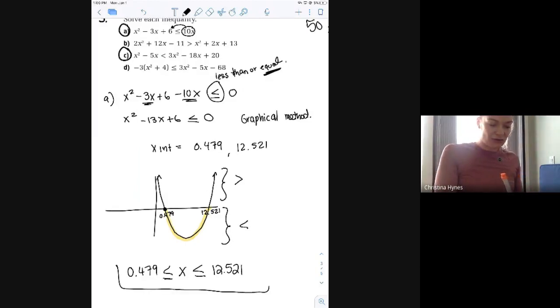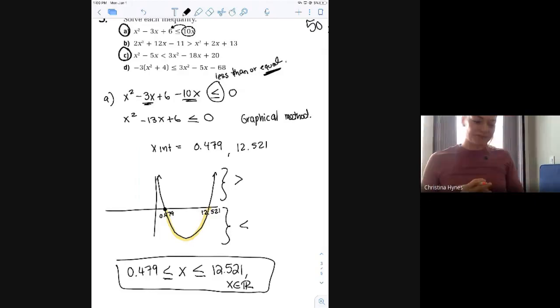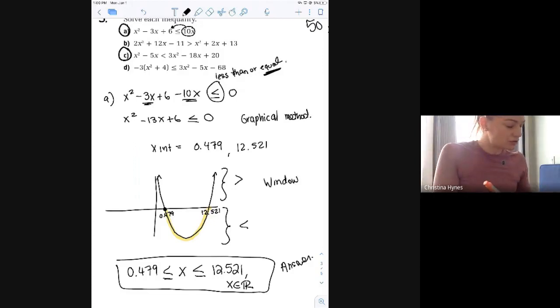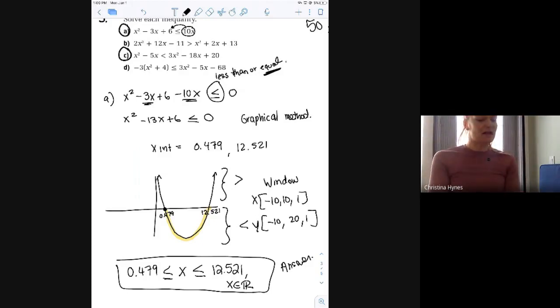So this is how you would write it. And then you'd say x is an element of real numbers. Okay, so that is the answer using the graphical method. If you are doing the graphical method, tell me what window you used. For example, my window to see this was x from -10 to +10 with scale 1, and then my y went from -10 to +20, up to 1.